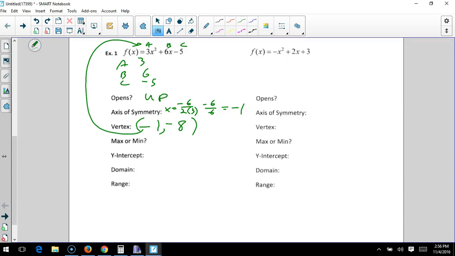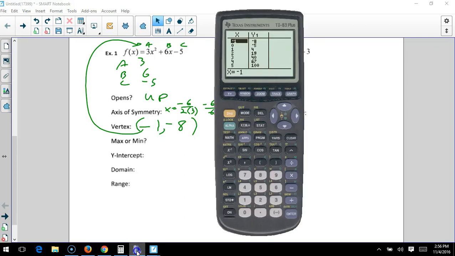Now you can actually plug it in. Negative 1 squared is 1, times 3 is 3. Negative 1 times 6 makes it negative 6. 3 minus 6 minus 5 will get you negative 8. Okay? Or you can use the tools you have in hand.